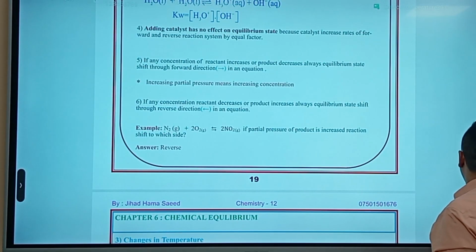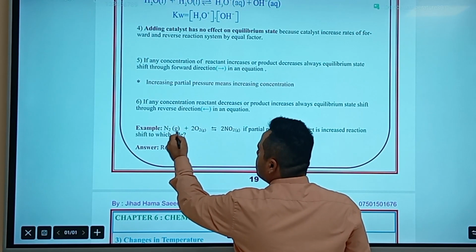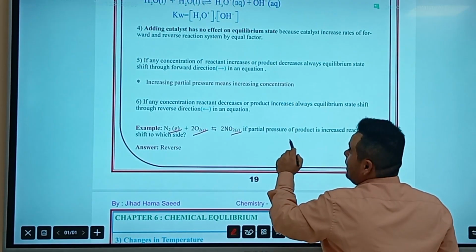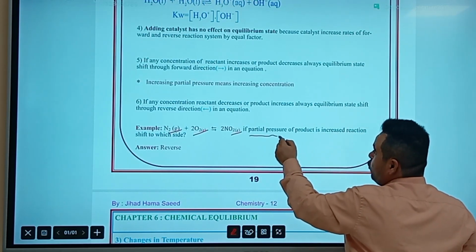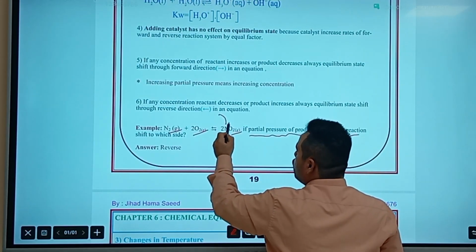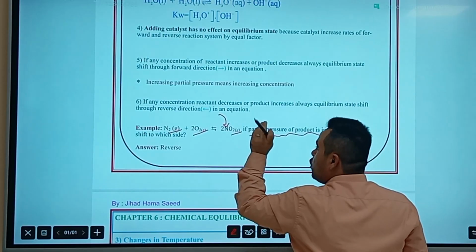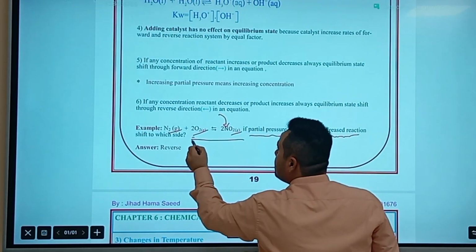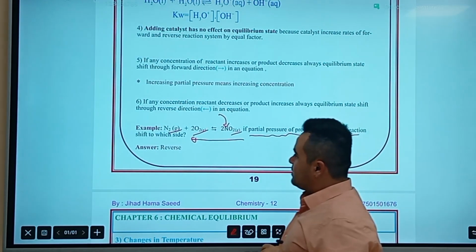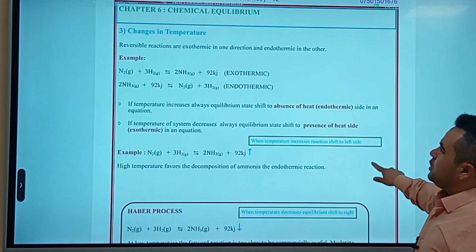Let us answer this question, guys. Here we have a gaseous system. A gaseous system, we mean all the reactants and products are gases. If the partial pressure of the product increases, product means NO2, partial pressure of NO2 increases means its concentration increases. Concentration of product increases always favors the reverse direction. The shift is toward the reverse. That's how the concentration works.